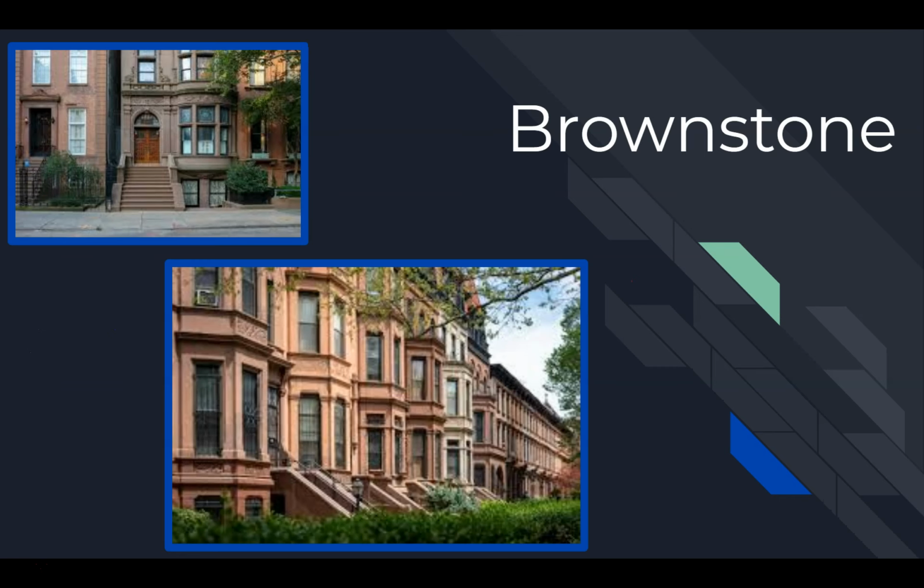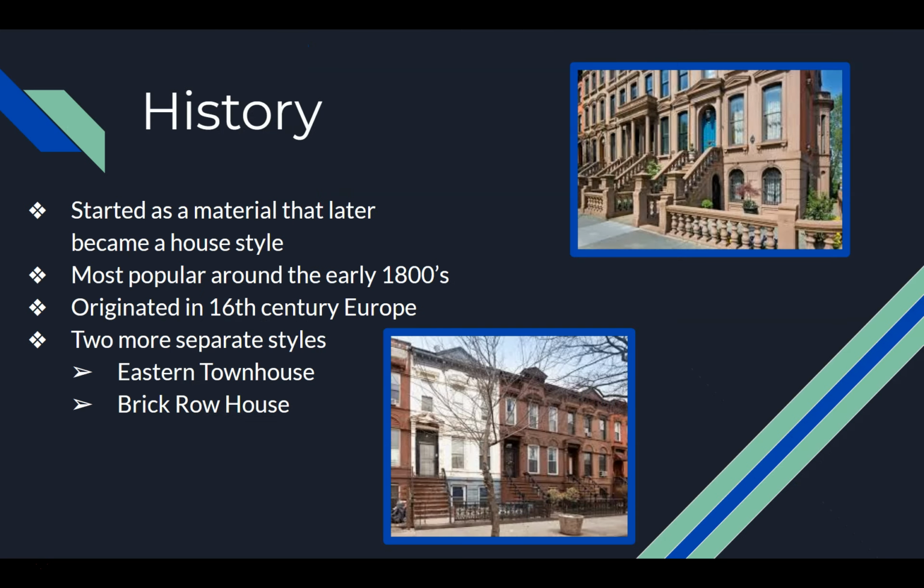Finally, we've got brownstone. Brownstone was really cool. It started as a material, like the brownstone brick, and then it turned into a house since houses were really commonly made with that material. It was popular around the 1800s, and it originated in 16th century Europe.